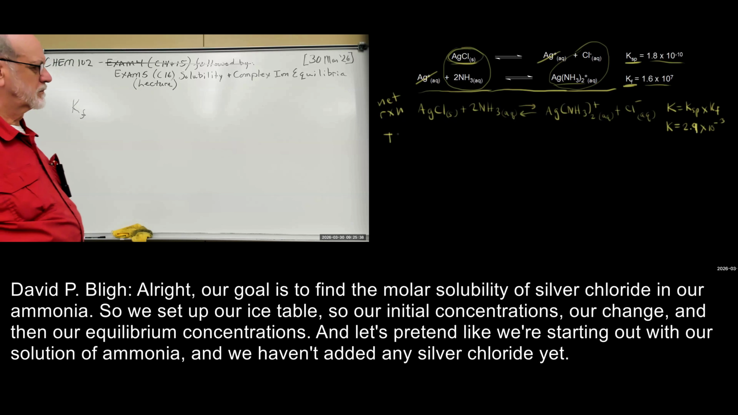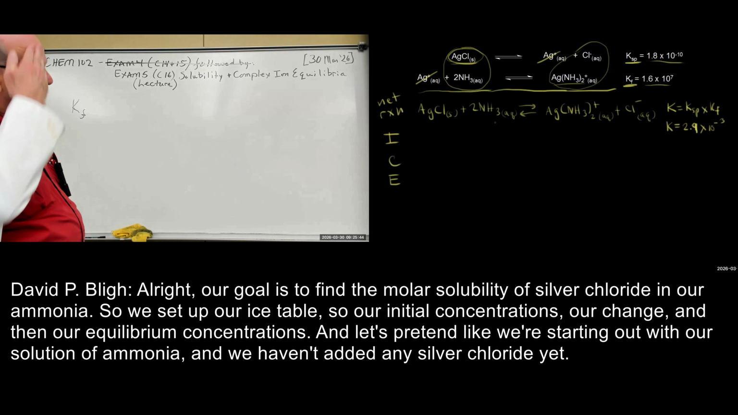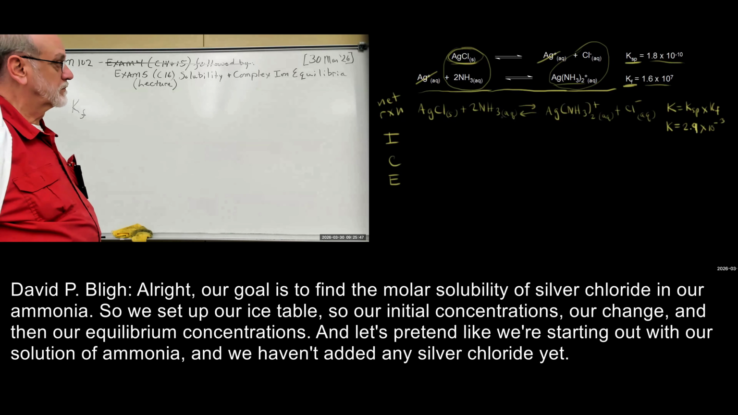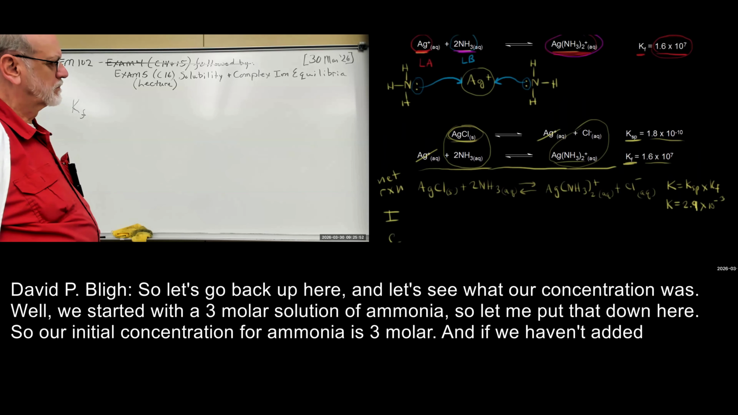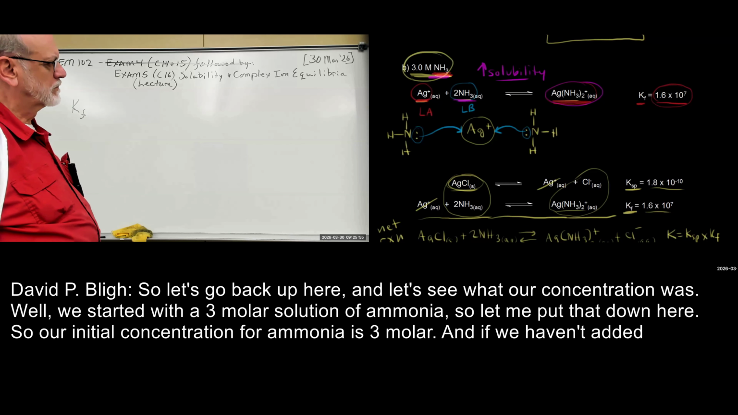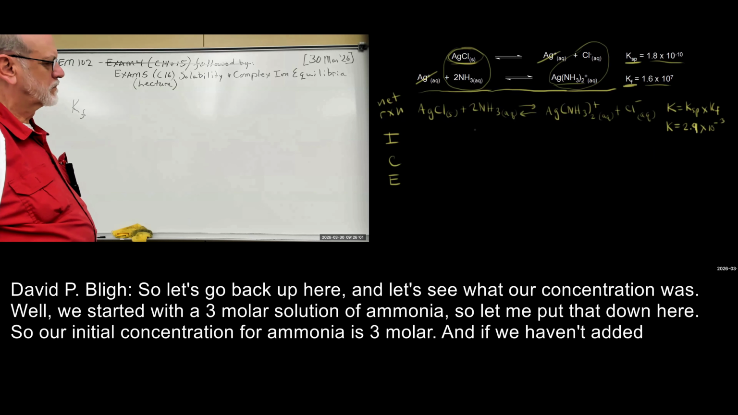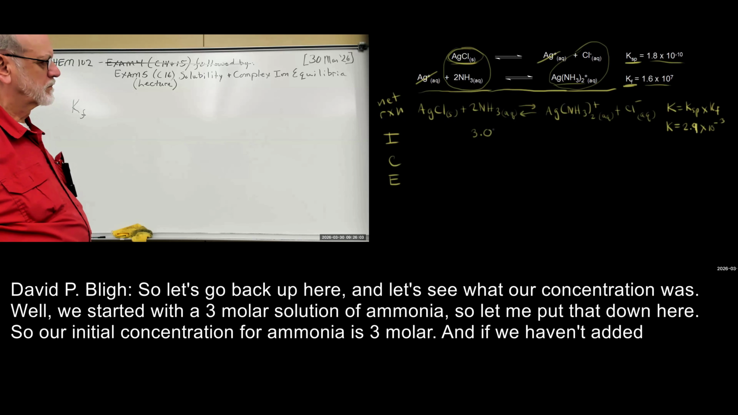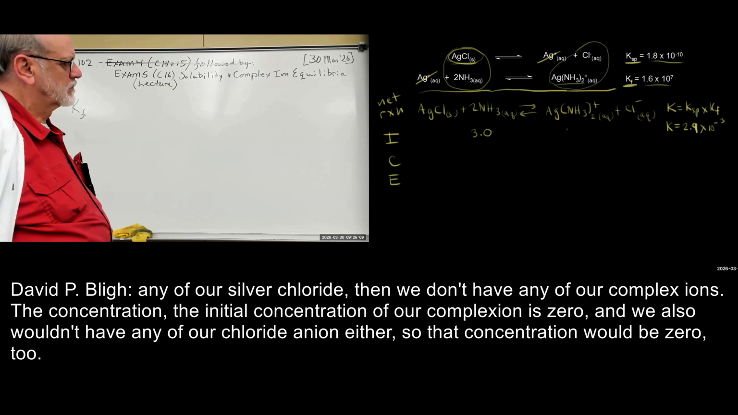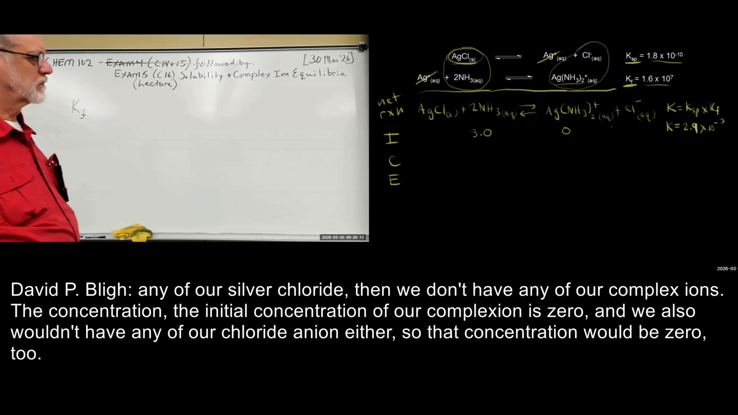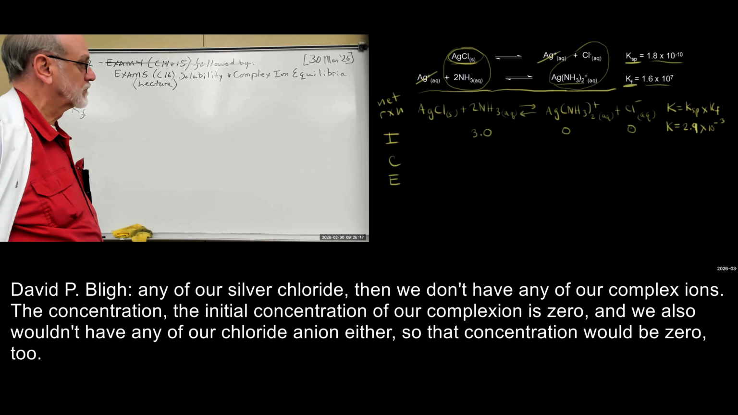So we set up our ice table, so our initial concentrations, our change, and then our equilibrium concentrations. And let's pretend like we're starting out with our solution of ammonia and we haven't added any silver chloride yet. So let's go back up here and let's see what our concentration was. Well, we started with a 3 molar solution of ammonia, so let me put that down here. So our initial concentration for ammonia is 3 molar. And if we haven't added any of our silver chloride, then we don't have any of our complex ions. So the initial concentration of our complex ion is 0, and we also wouldn't have any of our chloride anion either, so that concentration would be 0 too.